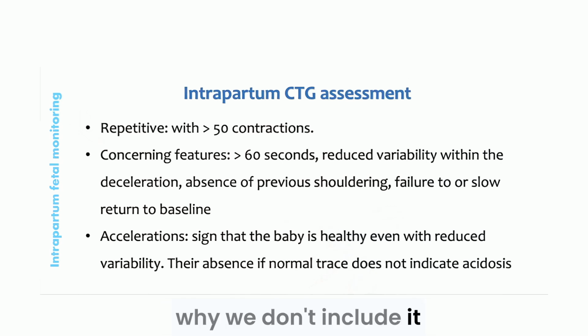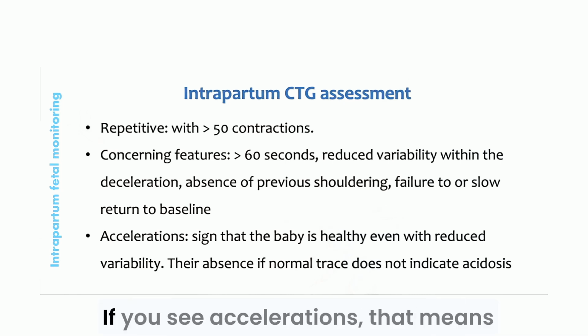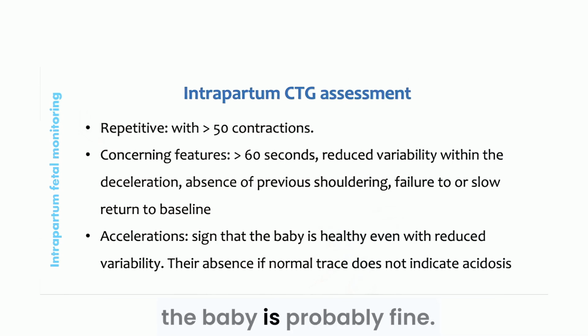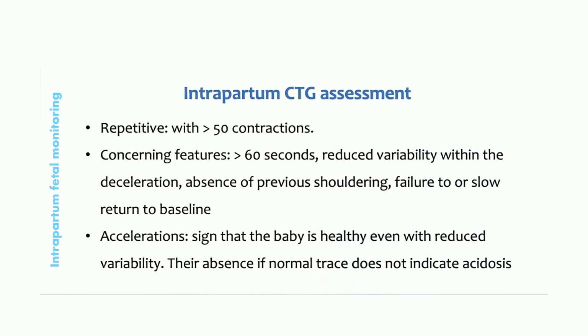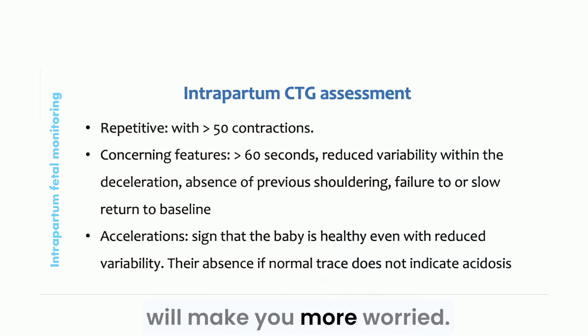That's why we don't include it in the interpretation: the absence of accelerations is not a warning sign, and it's hard to use it as one of the ways to categorize, but you can take it as a reassuring feature. Sometimes you see reduced variability, but you still see accelerations. If you see accelerations, that means the baby is probably fine. It's very unlikely for the baby to have any problems. So you still have to consider accelerations, because if you see concerning signs in the CTG and you don't see accelerations, that's an important sign that will make you more worried.